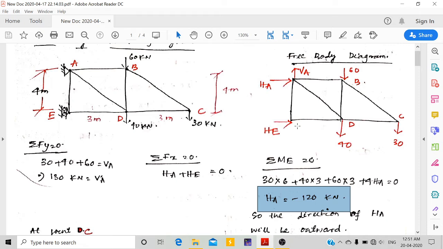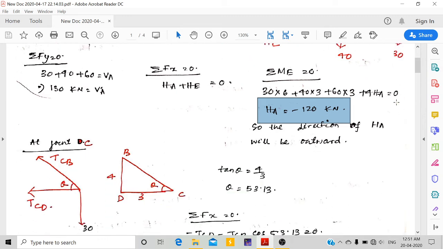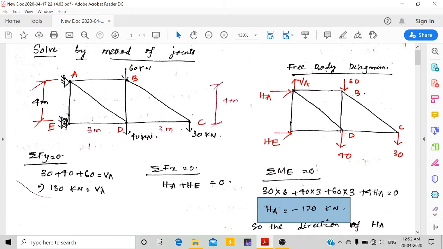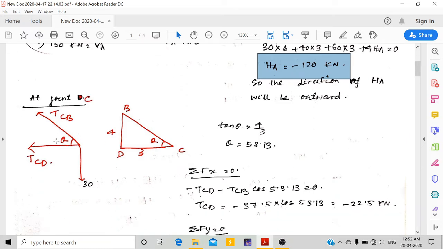So let us start from any joint, you can start, but I am starting from joint C, because at joint C these two members are connected, this CD and this CB. If I go to point A, the problem is that I have 1, 2, 3. However, it is solvable, but we will start from the easier point. So from the joint C, theta I have to calculate from this triangle. So this is my 4, this is my 3. So tan theta equal to P by B, that is 4 by 3. So 53.13 degrees. So this is one member and this is another member. So summation of Fx. So TCD is in the negative direction.